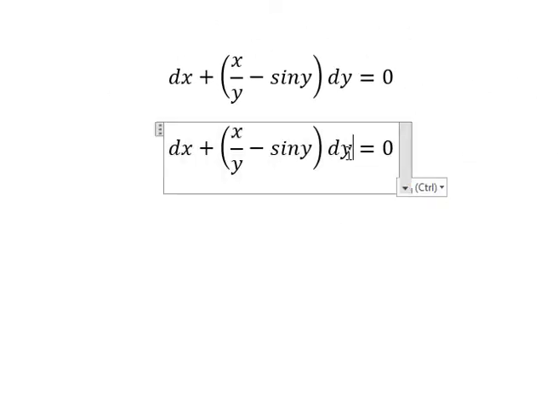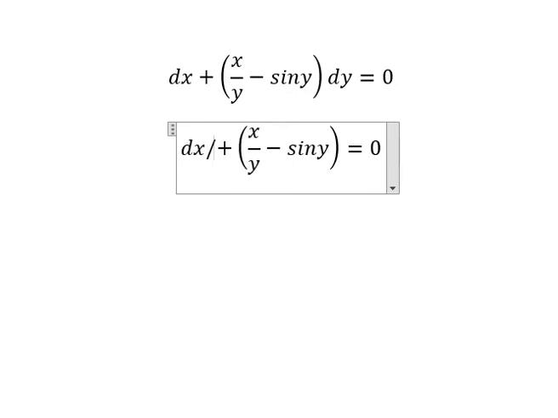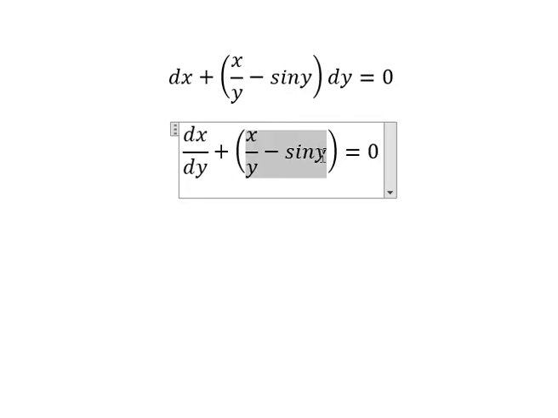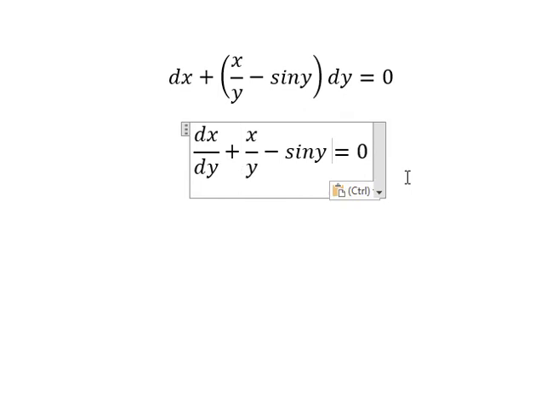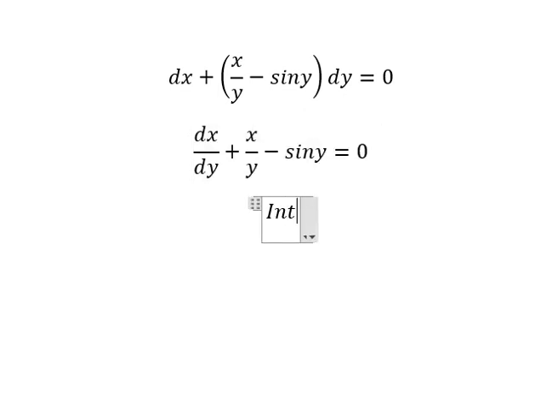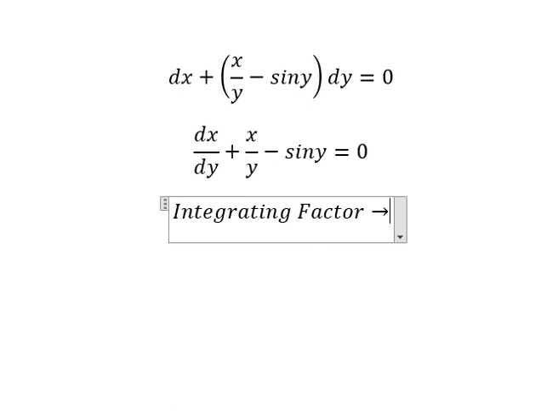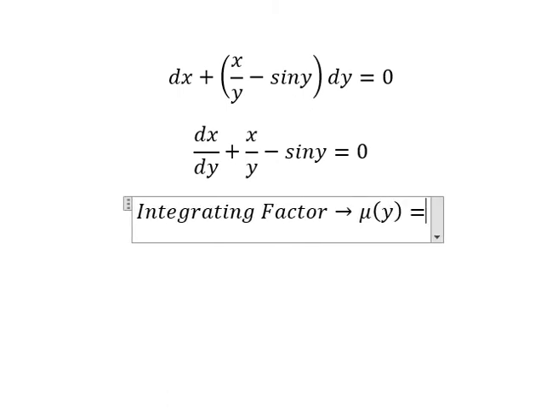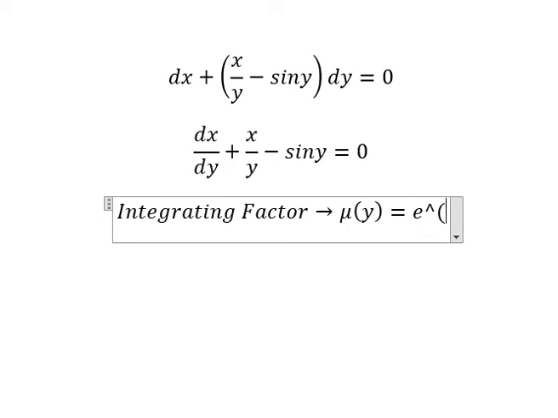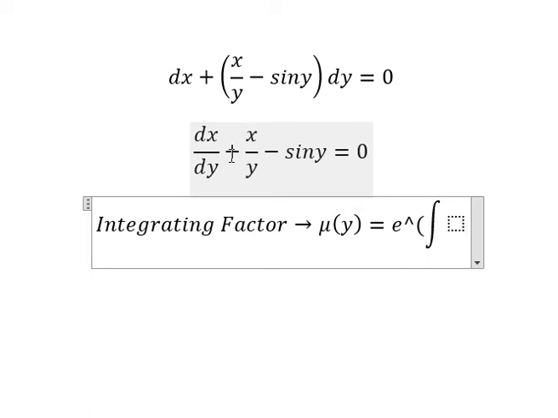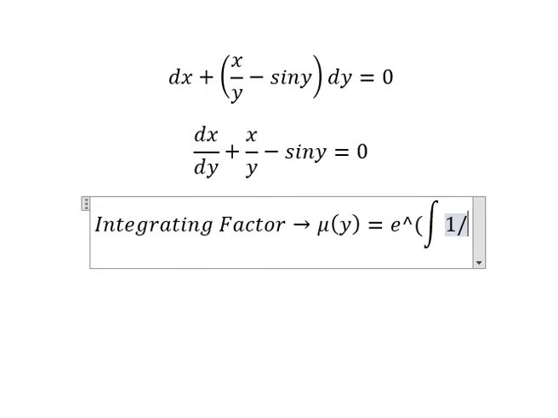We divide both sides by dy. We need to open parentheses. So we can use an integrating factor. So we need to find mu of y equals e to the power of the integration. So we see that the positive number 1 over y is the integrating factor. So we put this one here.